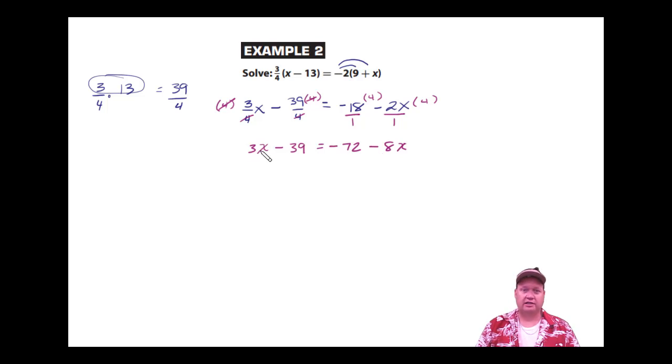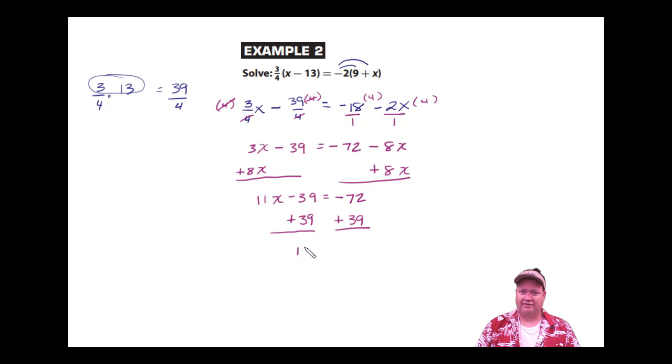We're going to move the smallest x first. 3x is positive, 8x is negative, so we are going to move the 8x, and we do that by adding. So we're going to go ahead and add 8x to both sides. That's going to give me 11x minus 39 equals negative 72. And now we're going to go ahead and do our adding and subtracting first, which means we're going to have to add 39. Let's move that to the other side.